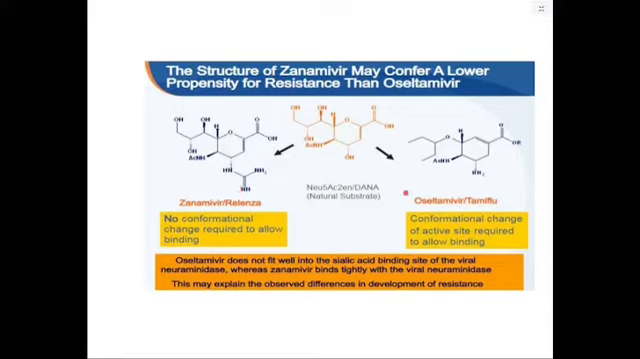Oseltamivir would require a conformational change on the receptor, which is the neuraminidase enzyme, and it doesn't bind very firmly, and therefore there is higher likelihood of resistance with oseltamivir. This is just because it does not fit as well into the sialic acid binding site of the viral neuraminidase. So these drugs are binding the neuraminidase where the sialic acid is supposed to bind. And once they don't bind well, there is likelihood of resistance as compared to when they bind very well.